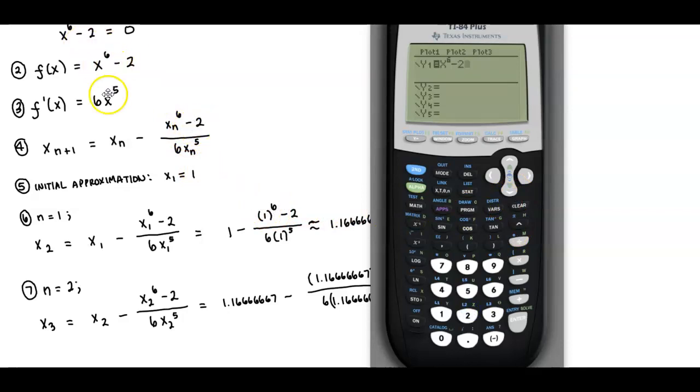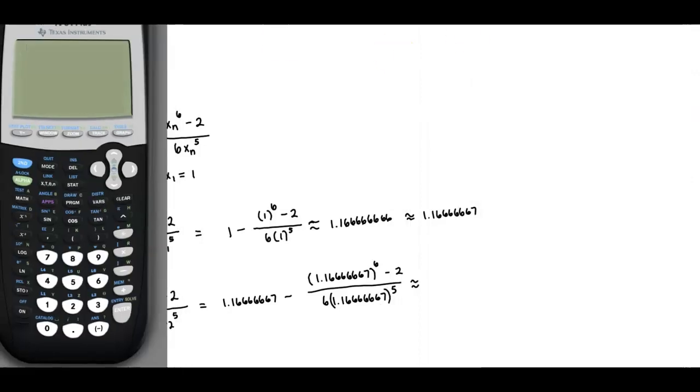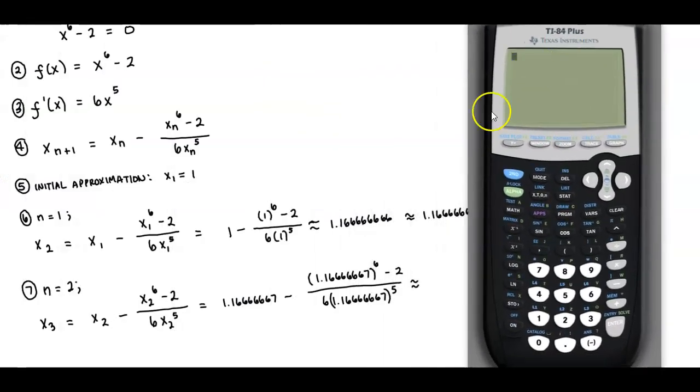Then we're going to put in the derivative right below it, which is going to be 6 times the x value, raised to the 5th power, and therefore there is our second function. So this is y1 and this is y2. Now we're going to go to second quit. We're going to go to this part here, and what we're going to do is put in our value. Let's start with the first one, just so that we can verify, we had 1.